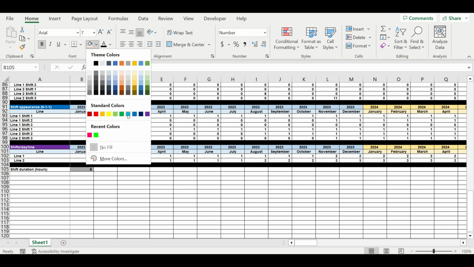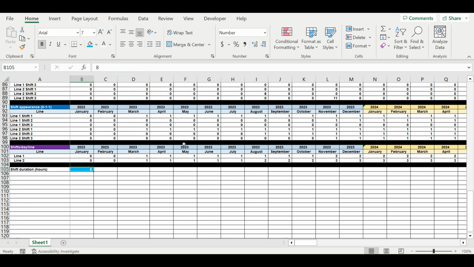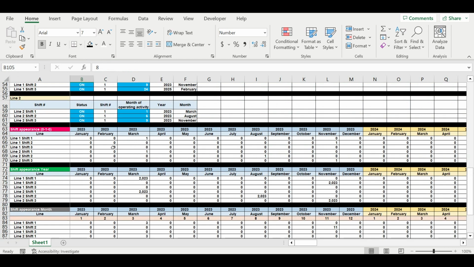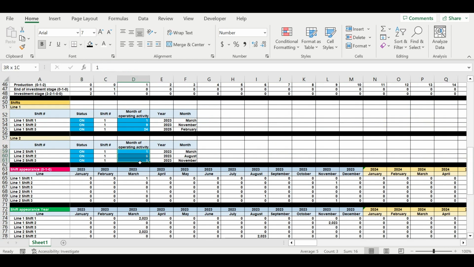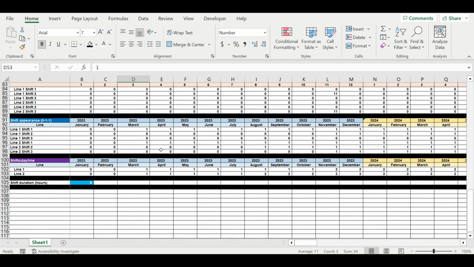So I'm coloring this with our specific color, which goes with all our inputs. So this is the color for inputs. These are the inputs. So we are making the rule that we are using this color only with inputs to make us easily be able to find the inputs during scenario modeling.